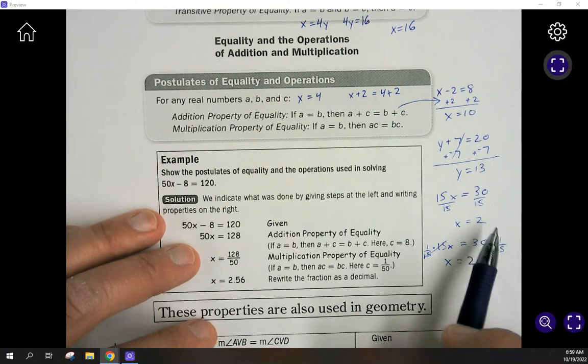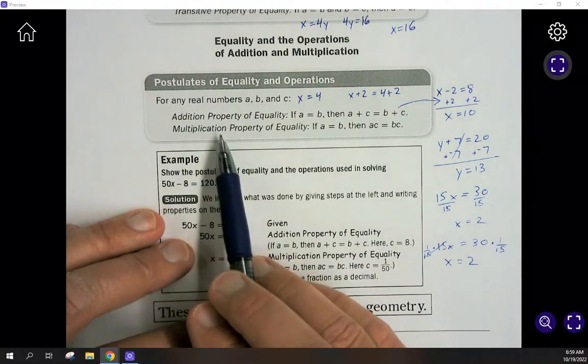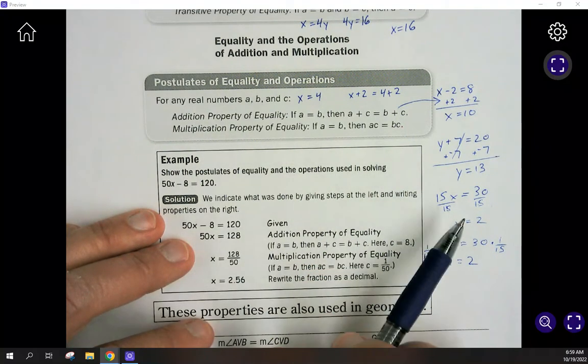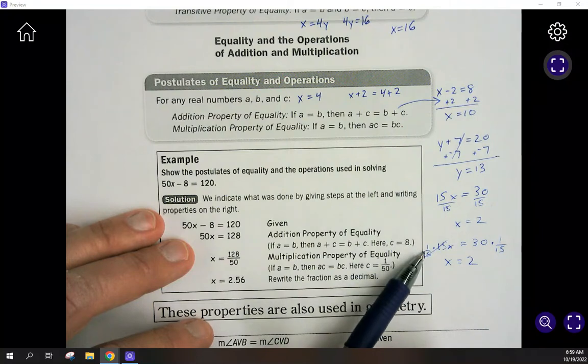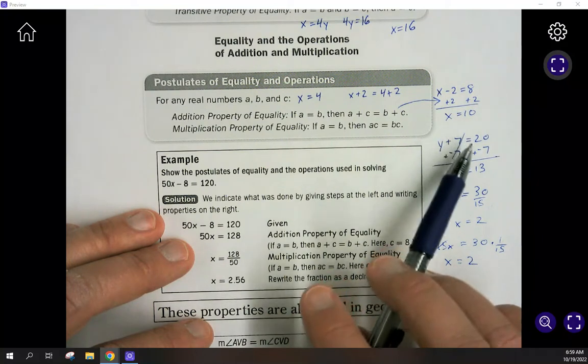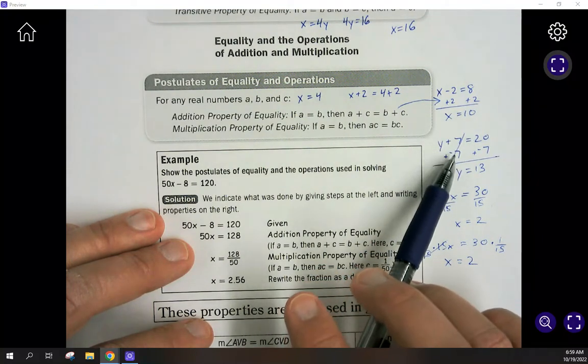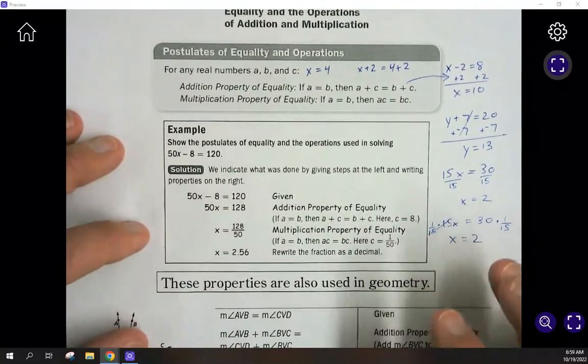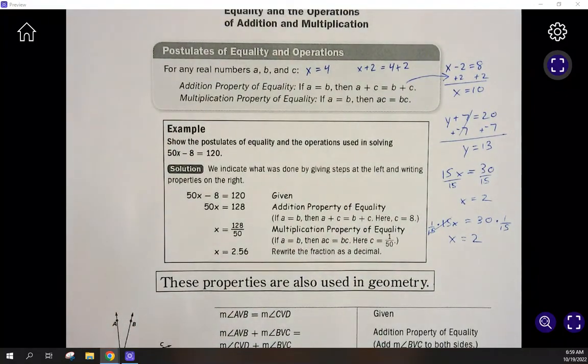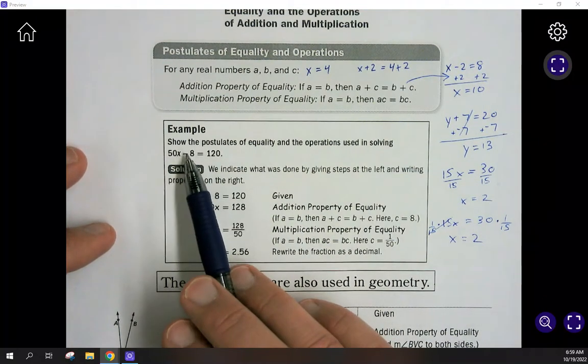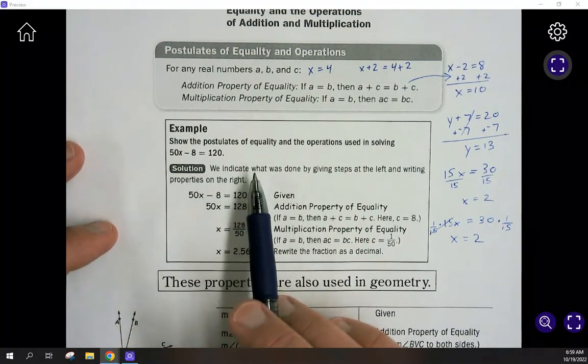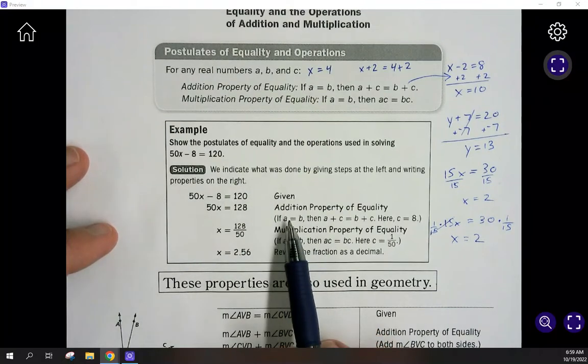So instead of having 4 properties right now, we're just going to talk about addition and multiplication. Even if it looks like division, we're going to call it multiplication. Even if it looks like subtraction, we're going to call it addition. And so the example here, as we run through this, we are going to show how these postulates are being used.